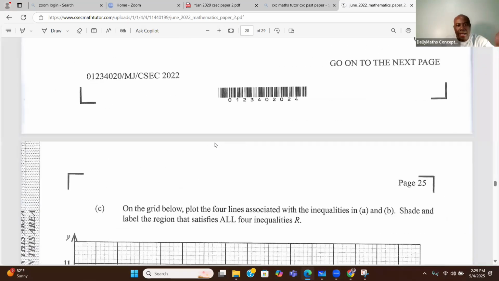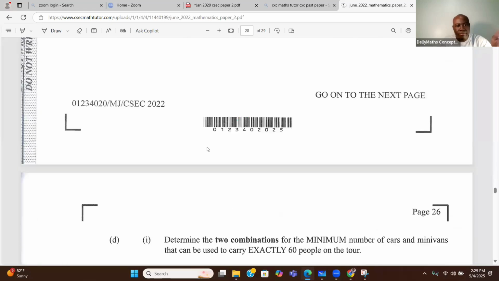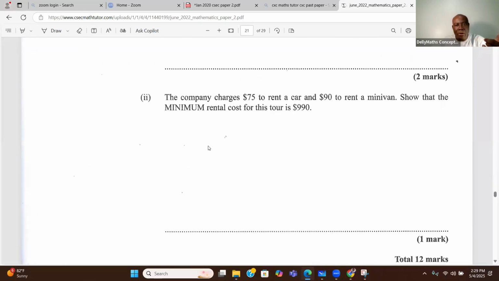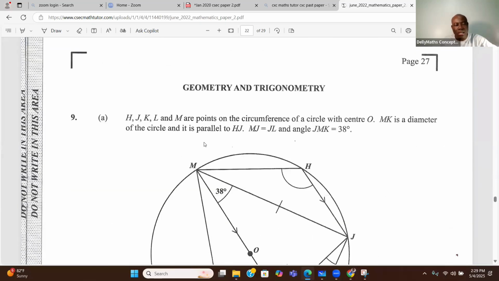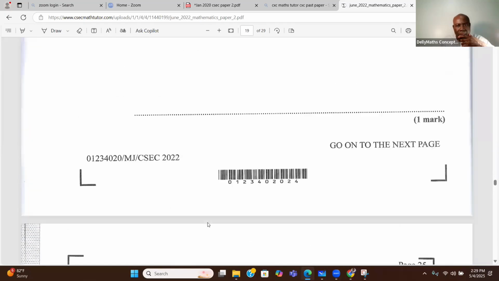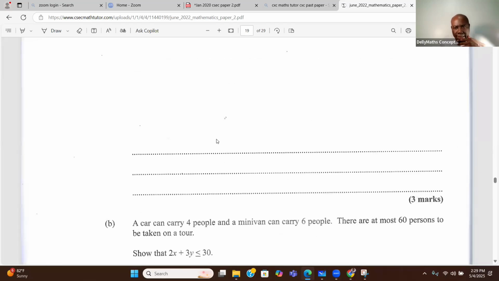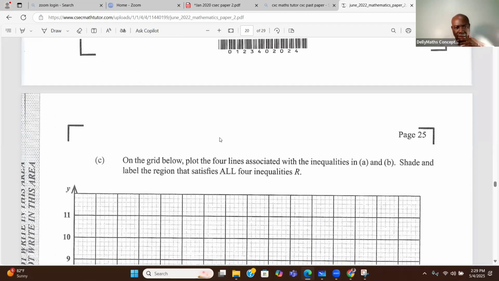Linear programming can come at number 8, as you could see. So I didn't provide you a graph. So that's still linear programming. That's all. So hold on. Linear programming alone there. So hold on. Something else missing. Okay. That's it. 3 marks.